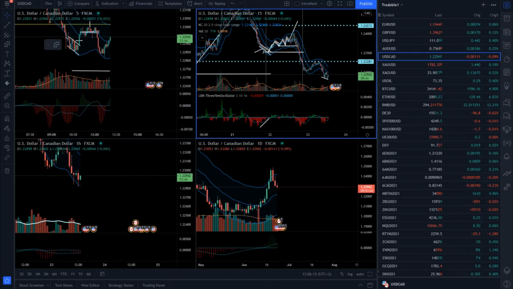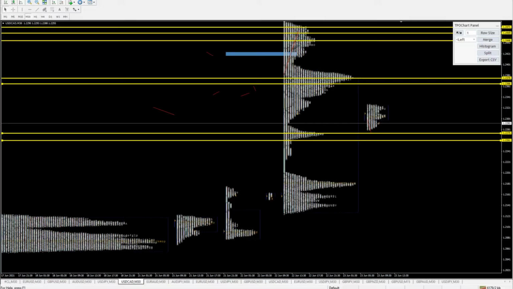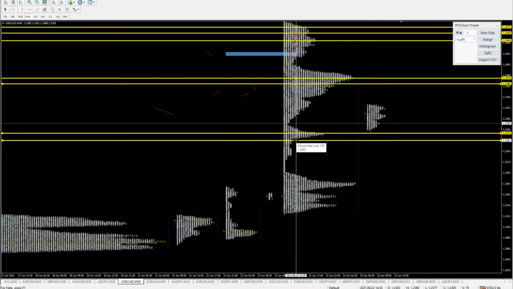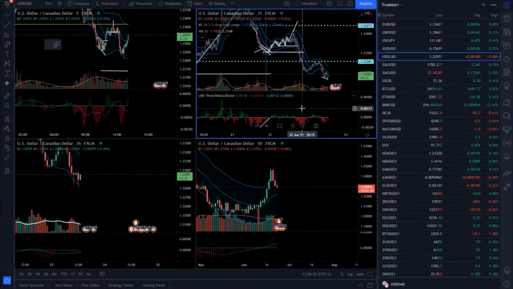For this idea to become invalid, I will say the price will probably need to take the low on this lower ledge at 1.2260, 1.2250. So definitely upside opportunities are preferable on this one.